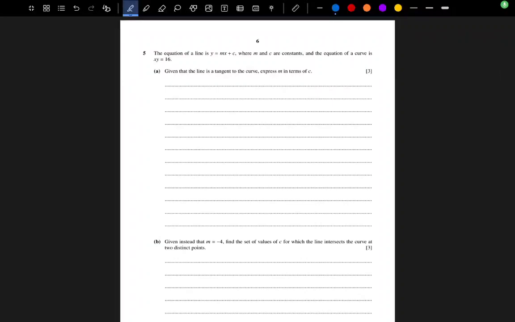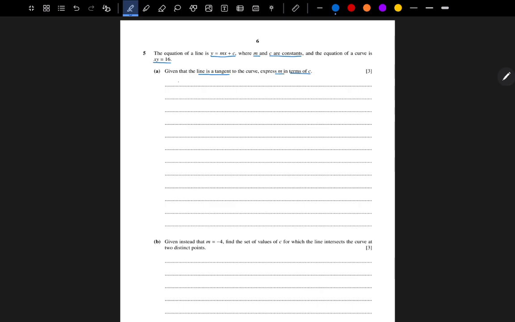This CAIE A-Level Maths, Summer 2020, Paper 1, Variant 1, question number 5. In this question, it is given that the equation of the line is y = mx + c, where m and c are constants. It is also given that the equation of the curve is xy = 16, and the line is a tangent to the curve. We need to express m in terms of c.